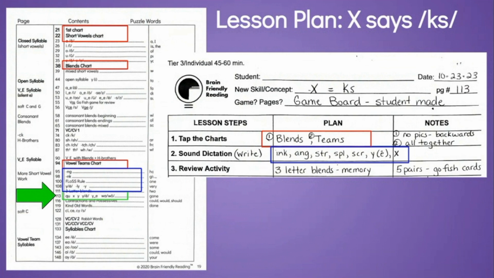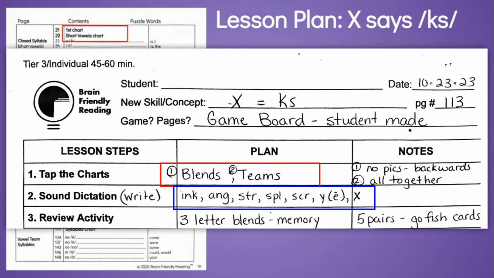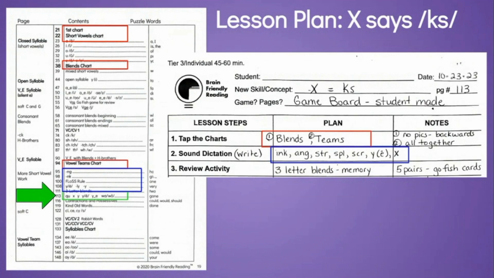In my plan, I have chosen a combination of sounds from the previous lessons that have been taught that are in the blue section on the table of contents. In my plan, I will have the students write the sounds: ink, ang, str stir, spl spool, scr skr, y baby e, and x.